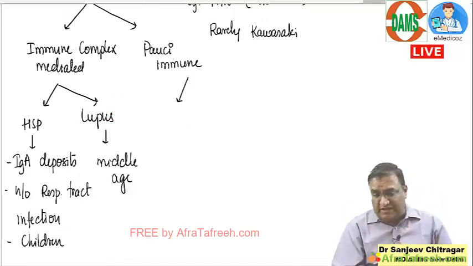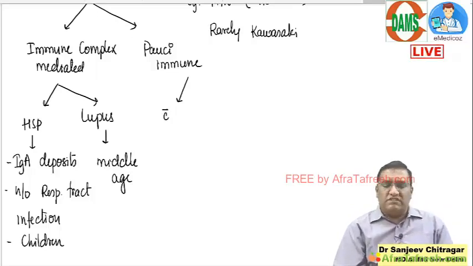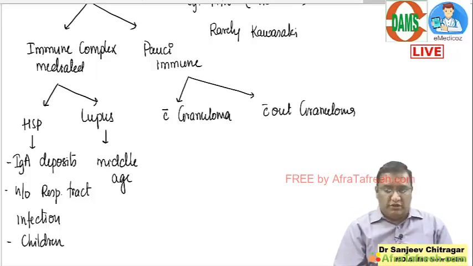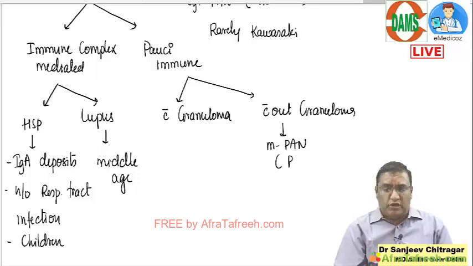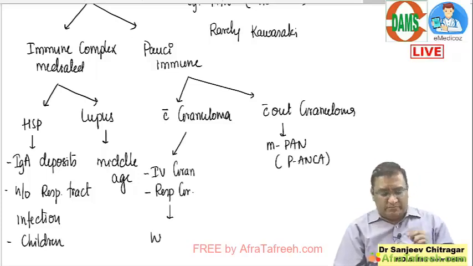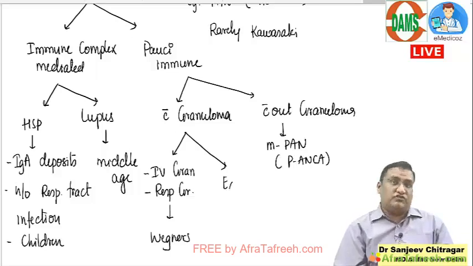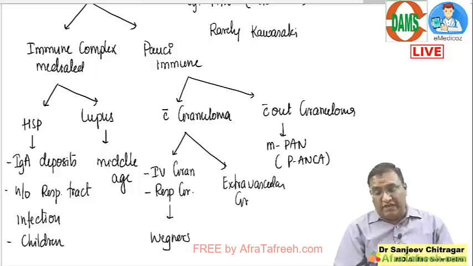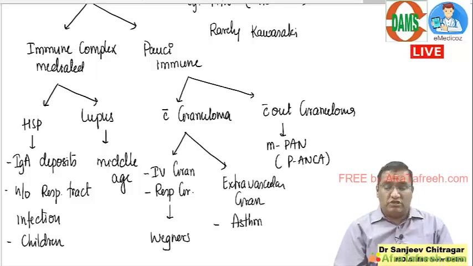That will be given as a history there. Now, pauci-immune could be with granulomas or without granulomas. Without granulomas are your microscopic polyangiitis, MPA. So this is P-ANCA associated. With granulomas could be intravascular granulomas and respiratory granulomas, Wegener's; extravascular granuloma and eosinophilia, asthma, etc. That will be your Churg-Strauss, right?